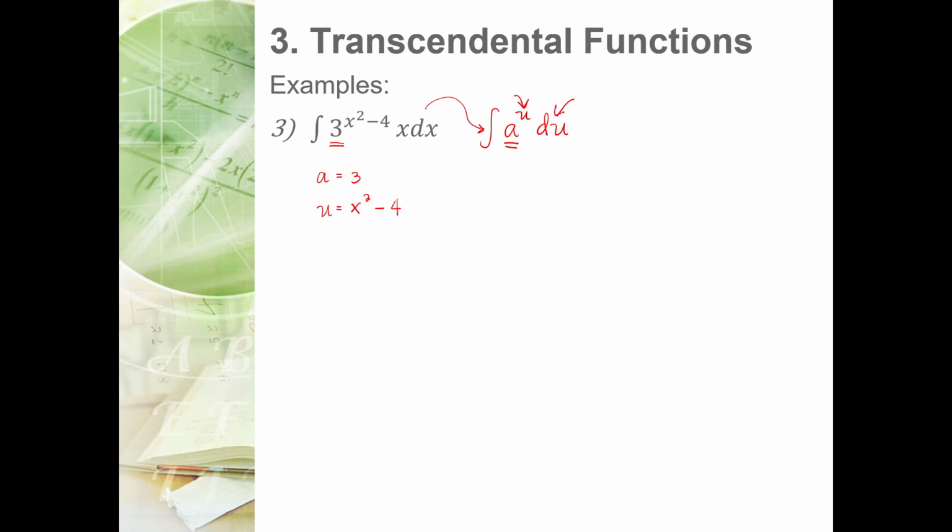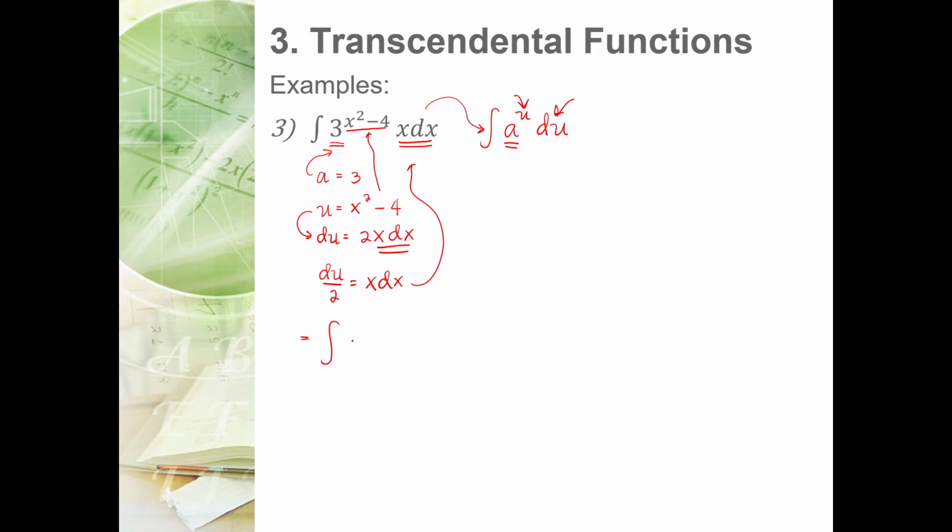So what is left is to declare du. The derivative of u, so du is 2x dx. Take note that this one is the u parameter and this one is x dx. We have x dx here, so we divide by 2 to have x dx. Notice that everything can be replaced in the equation.